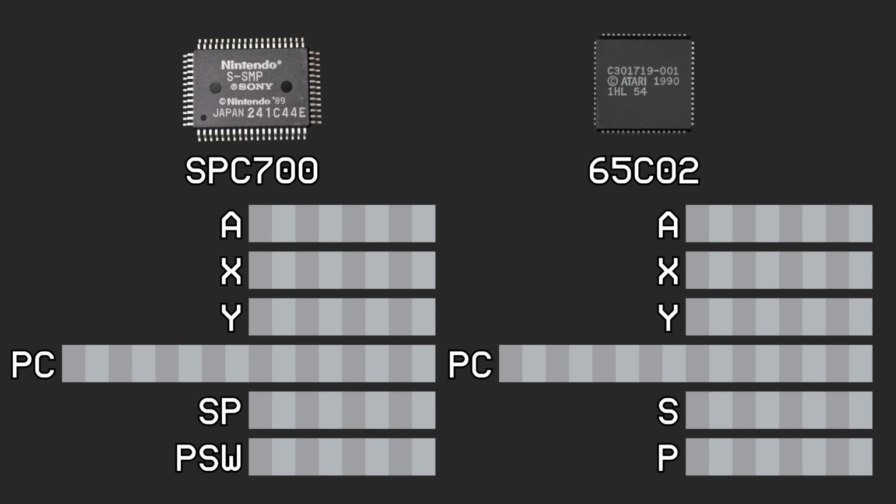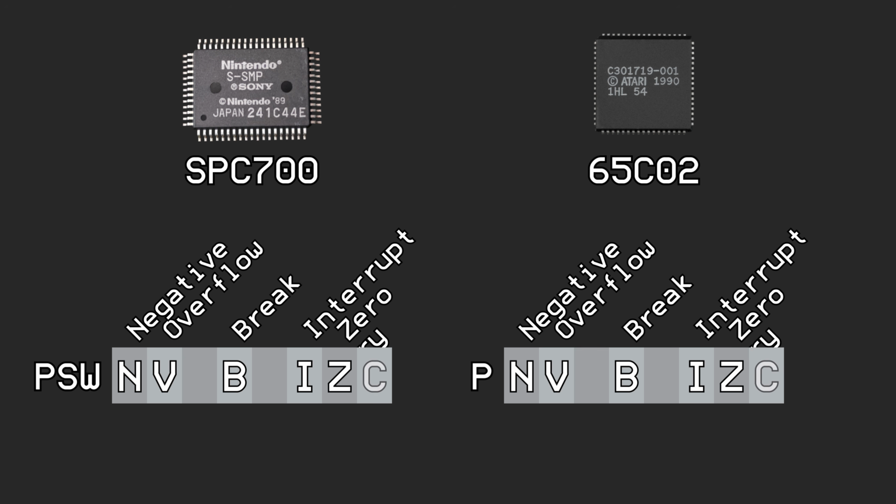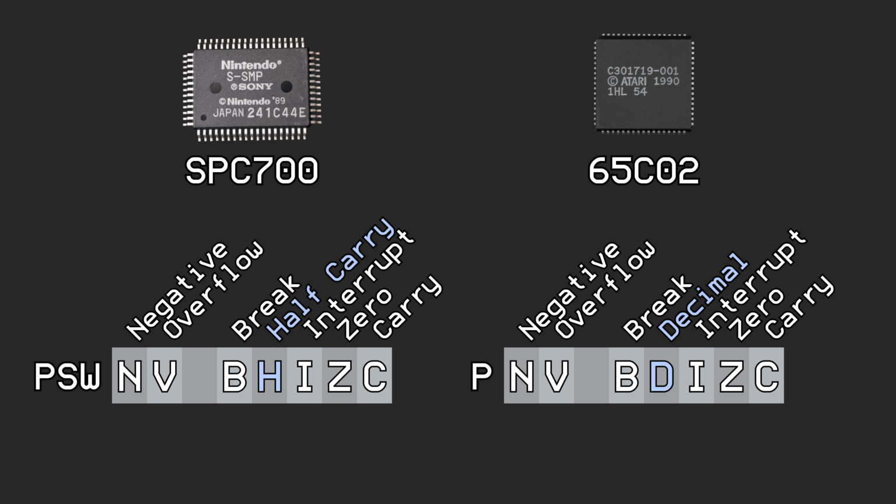The two processors have very similar but slightly different status flags as well. They both have negative N, overflow V, break B, interrupt I, zero Z, and carry C flags. The 65C02 has a D flag for toggling binary coded decimal arithmetic, while the SPC700 has a half-carry H flag to aid with BCD instructions. We'll talk about BCD a bit more later on.